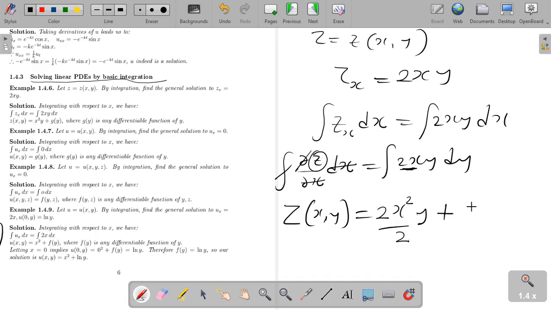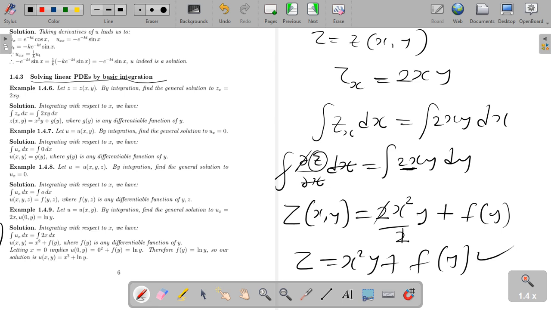Why? Because I integrated with respect to x. But if I integrated with respect to y, I'm going to have f of x here. So my answer simply becomes z is equal to x squared y plus f of y. As simple as that. I hope it's not difficult. So we go to the next question.